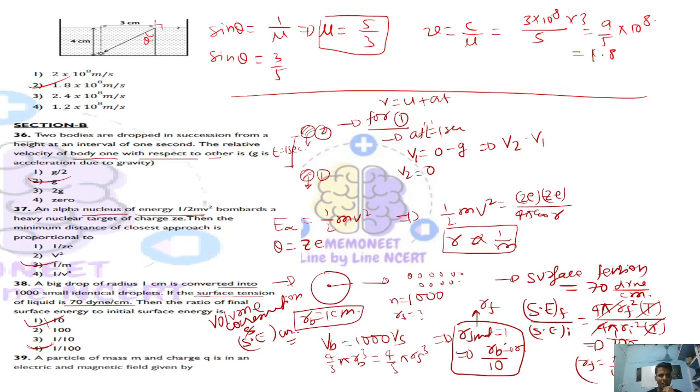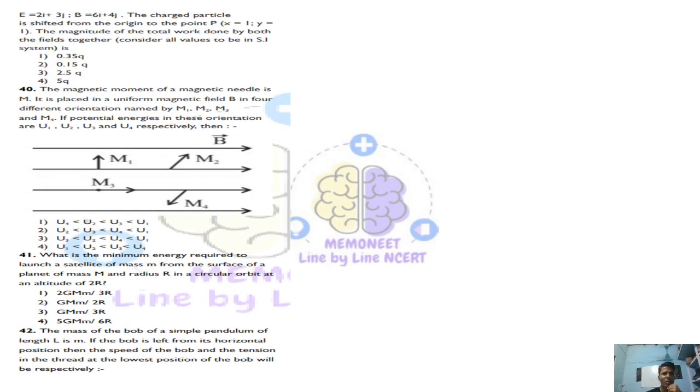A particle of mass m and charge q is in an electric field and magnetic field. The electric field and the magnetic field are given. The charged particle moves from the origin to point P, whose coordinate is given. Simply you need to calculate the work done by the fields. You know that the magnetic field does not do work, so you simply need to find the work done by the electric field.